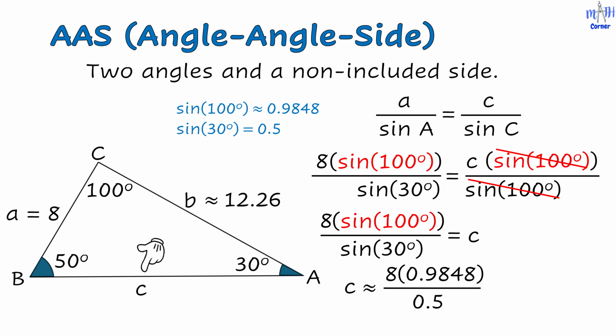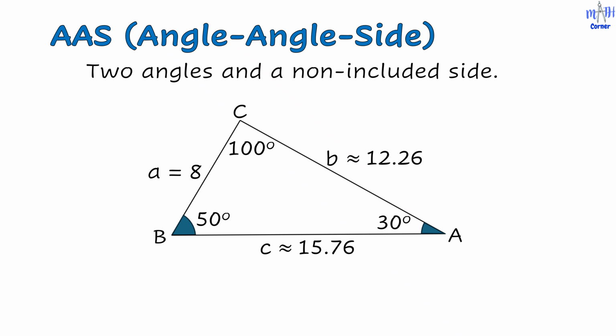C is approximately equal to 8 times 0.9848 over 0.5. C is approximately equal to 15.76 units. And that's how you solve AAS.